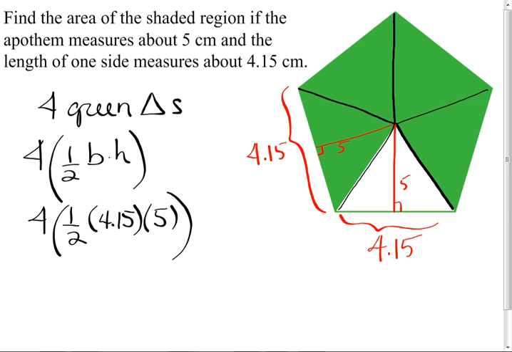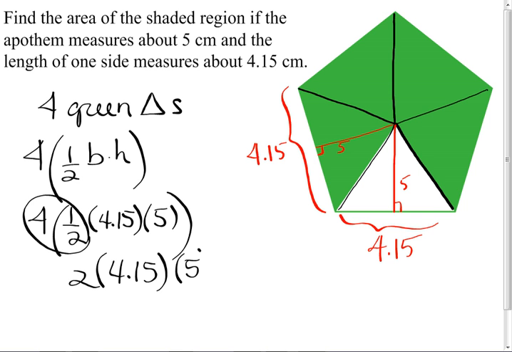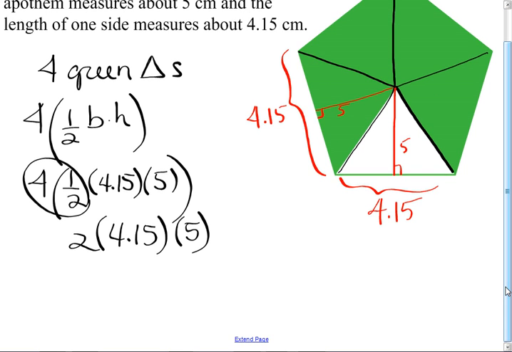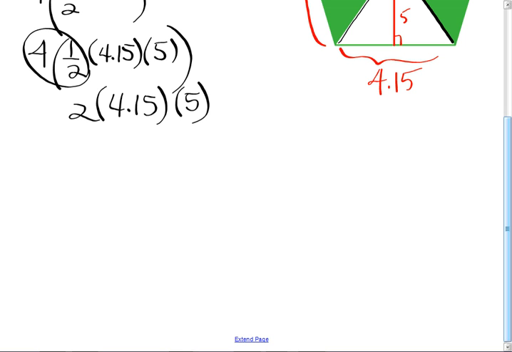Can I do half of the 4? Half of 4.15. I can multiply these together. What's 4 times 1/2? Yeah, that's 2. 2 times 4.15. Now I'm going to be clever. I'm not going to do 2 times 4.15. I could. I'm going to do 2 times 5, which is 10. So it's 4.15 times 10, so it's 41.5. We're finding area? How many square centimeters?